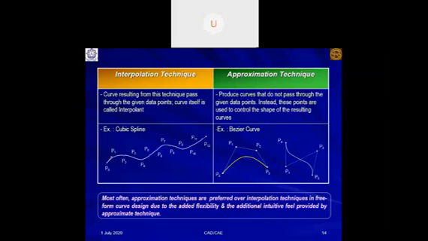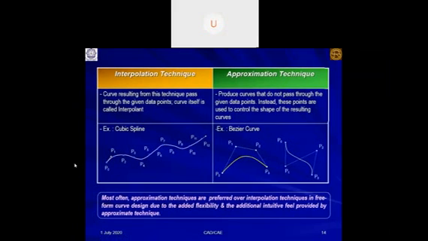Most often, approximation techniques are preferred over interpolation techniques in free-form surface design. Free-form surface design means sculptured surface design. For that, the approximation technique is preferable to the interpolation technique, because it adds more flexibility and more intuitive feel.